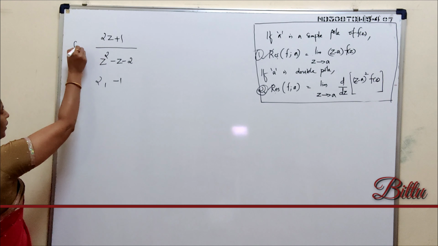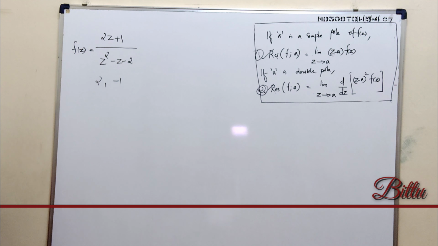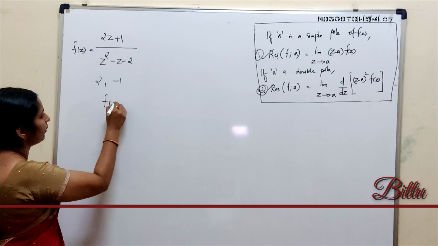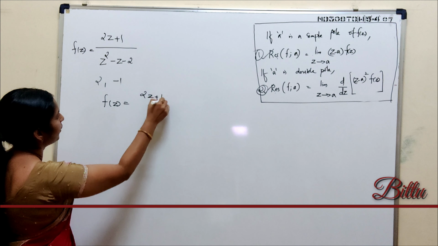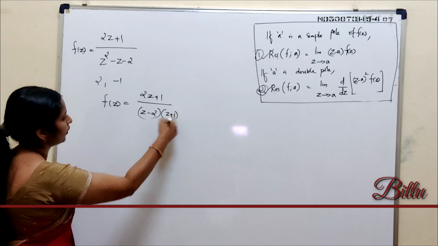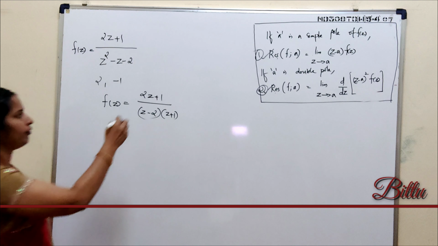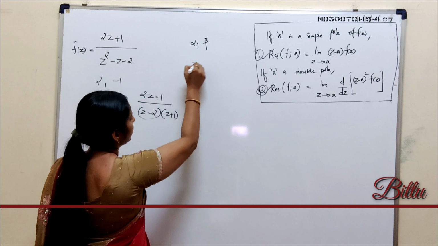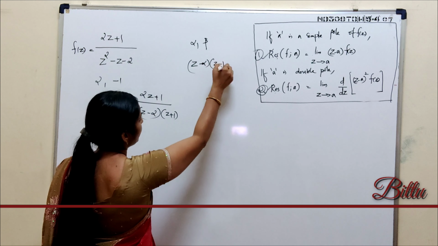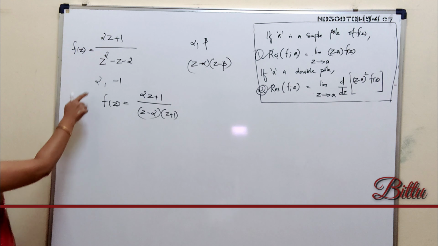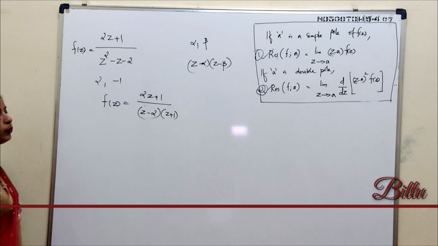Let the function be f(z). Now, f(z) can be written as (2z plus 1) by (z minus 2) into (z plus 1). If alpha, beta are the solutions, then (z minus alpha) into (z minus beta) will be the corresponding factorization. So here (z minus 2) and (z plus 1). Here both poles are simple poles.